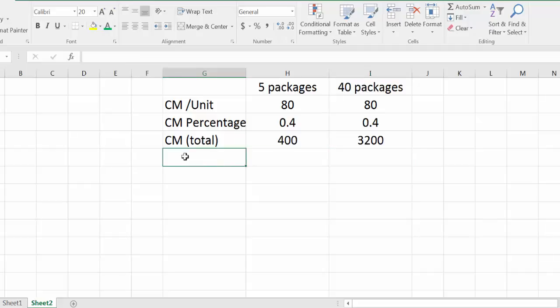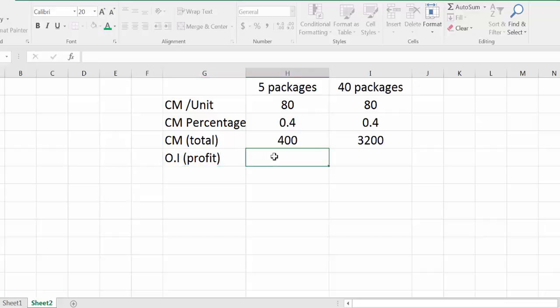So the next one is operating income. I'm going to put OI. Some people may like to use profit. For Emma's business, it's very simple. So I'm going to put profit or operating income, or you can use operating profit, either way. For this one, we have to find the fixed cost in total. In Emma's case, we're looking at 2,000 US dollars. So that's the fixed cost in total.